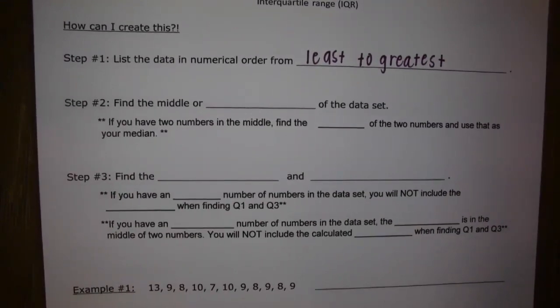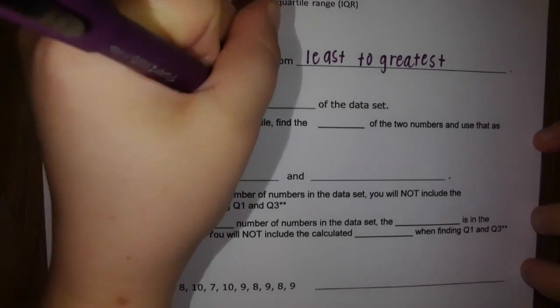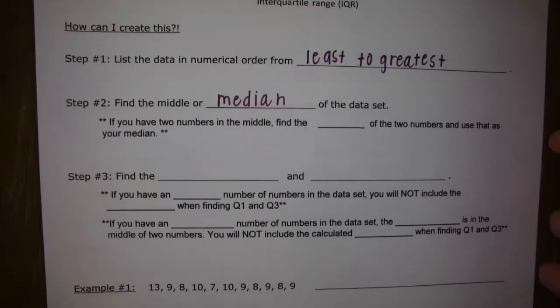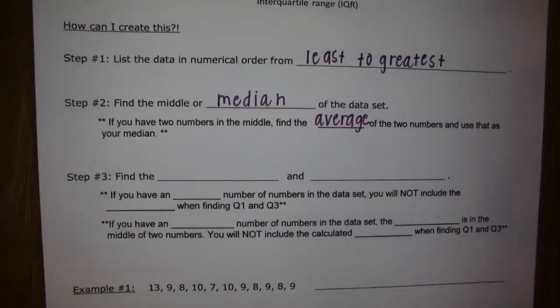Next, you're going to need to find the middle of your data set, also known as the median. When you find the median, we do this exactly the same way that we normally do. I think the thing that always spooks people when they're finding the median is when they're left with two values in the center. When you're left with those two values in the center, you just find the average of those two numbers. Once you find the average of those two numbers, you have truly found the median.